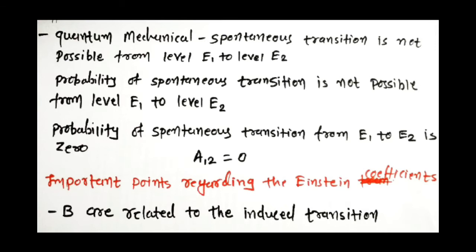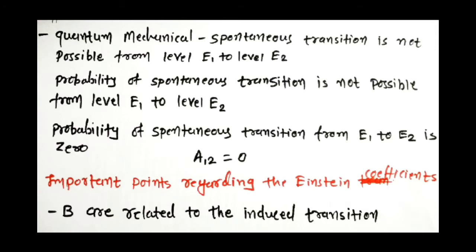From quantum mechanical consideration, a spontaneous transition is not possible from level E1 to level E2. Therefore, the probability of spontaneous transition from E1 to E2 is 0. So, A12 is equal to 0. In quantum mechanics, lower level થી upper level માં એટલે કે E1 to E2 માં spontaneous transition શક્ય નથી. So, A12 is equal to 0.